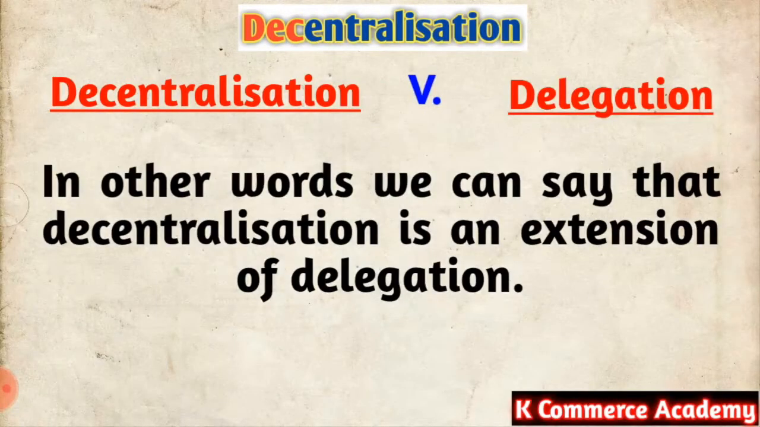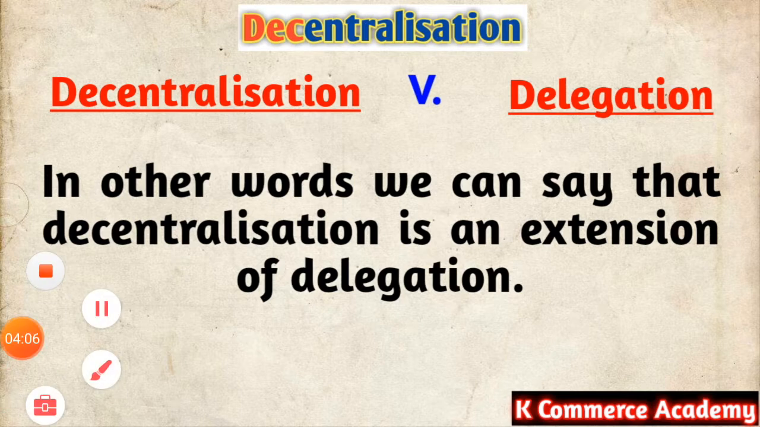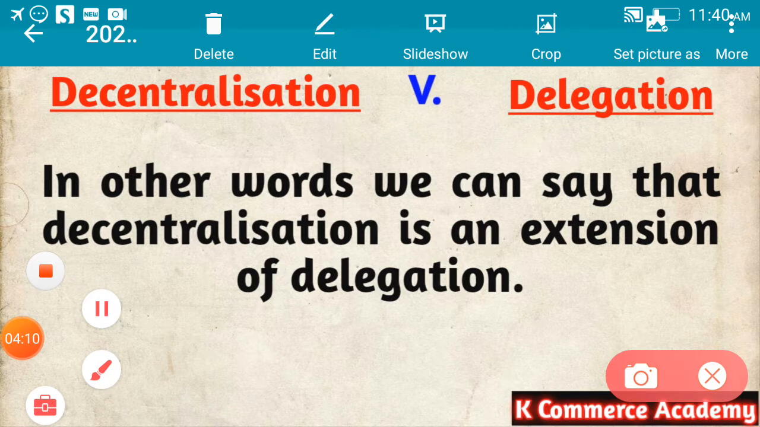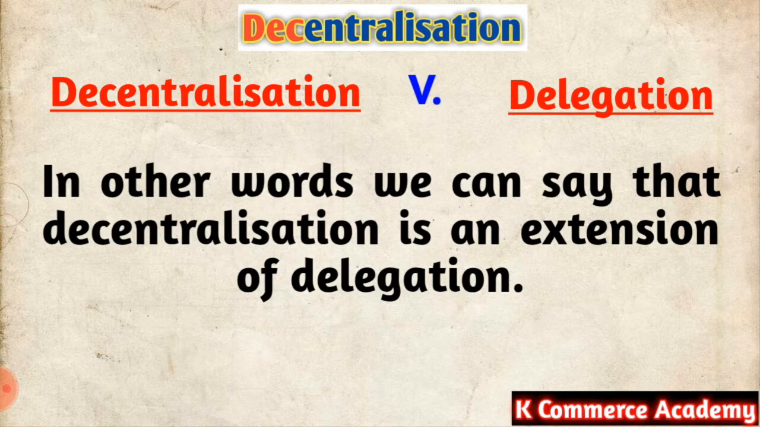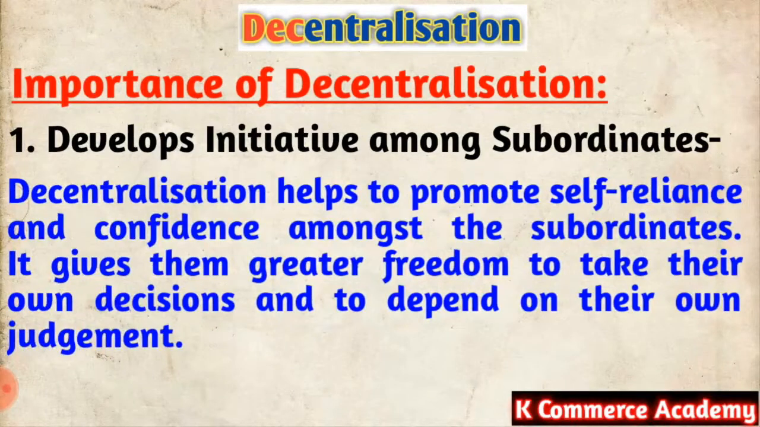Further, for the gist we can understand decentralization versus delegation. We can say that decentralization is the extension of delegation. Either decentralization can be understood as the extension of delegation, or delegation can be called a part of decentralization. If decentralization is a whole big room, then the small corner in it is delegation. So delegation can be understood as a part of decentralization, or decentralization can be called an extension of delegation. Let us understand the importance of decentralization.